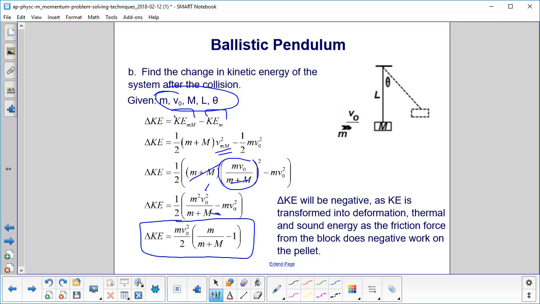Now we have to note that the change in kinetic energy will be negative. Kinetic energy is not conserved in an inelastic collision. Some of that energy is transformed into deformation of the block, thermal energy, sound energy, because the friction force from the block is doing negative work on the pellet. Now let's say you got this answer right here, and it's the AP exam. I wouldn't waste a lot of time going to the next step. Okay, if you have time, great. This one here is a lot more elegant, but if you're running out of time, this is certainly a correct answer.